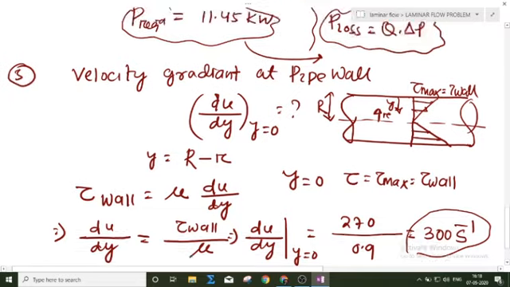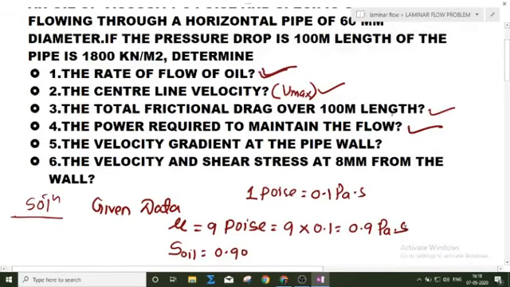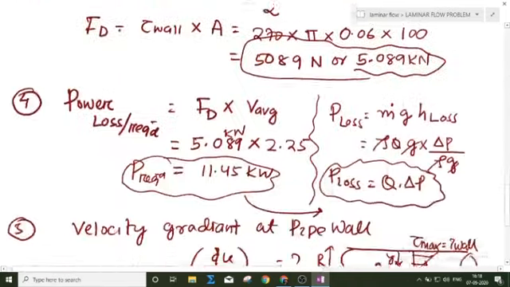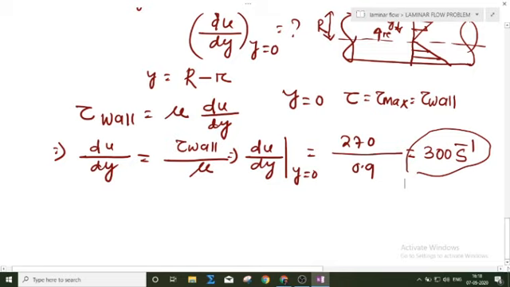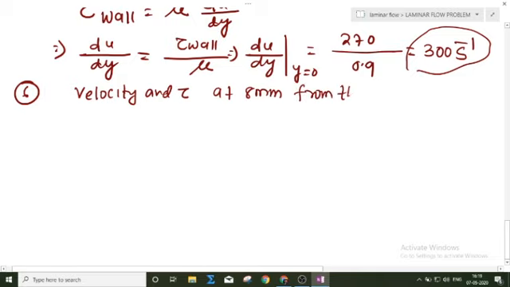The last parameter, it is asking to find out the velocity and shear stress at 8 millimeter from the wall. Remember, this is asking from the wall. It is not asking from the center. Okay. So the last one is asking the velocity and shear stress at 8 mm from the wall.